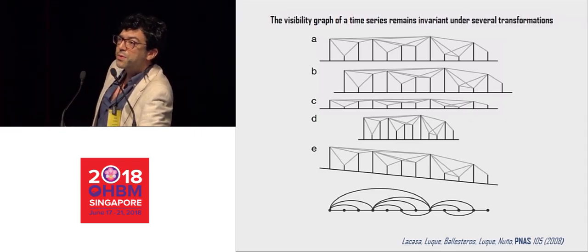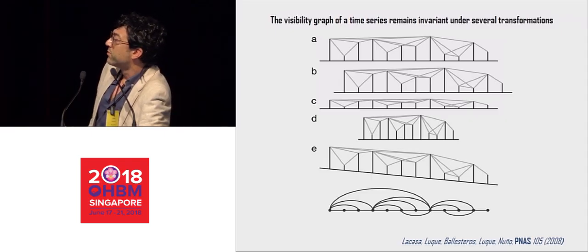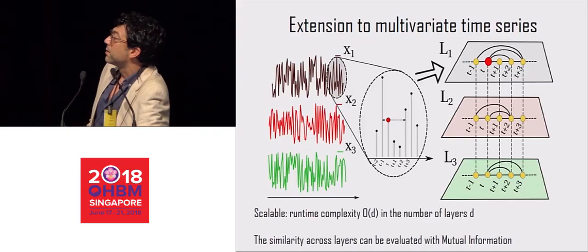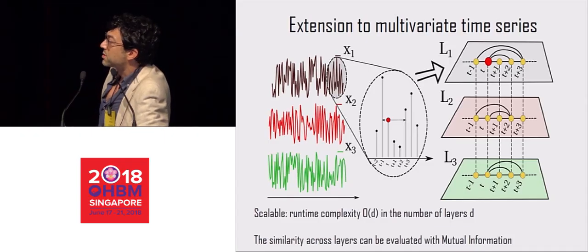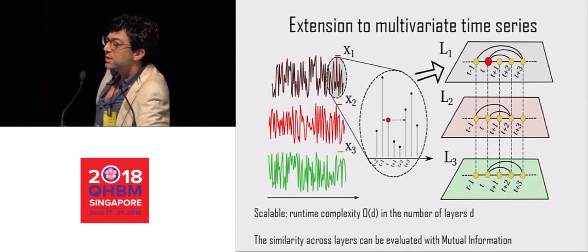Then, what happens if we go to multivariate data sets? With multivariate data sets, we have multiplex networks or multi-slice networks. Now it's a concept which is quite ubiquitous. We have seen already some examples in this conference. And so if we want to compute dependencies across a multivariate time series with the visibility algorithm, we can compare these layers of this multi-layer network using mutual information.